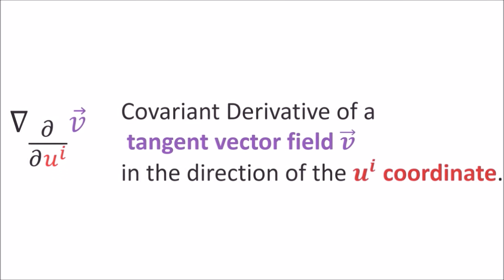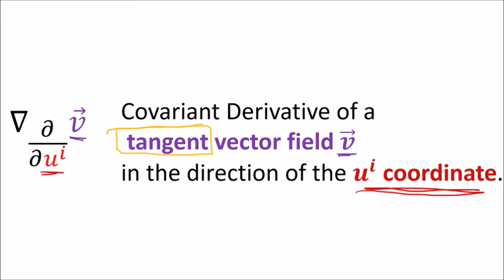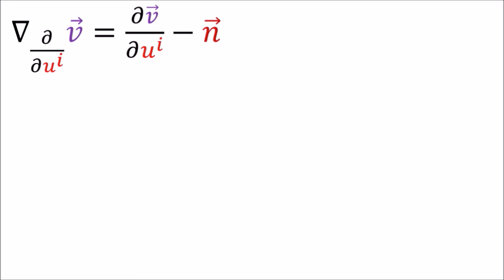So let's take the covariant derivative of some tangent vector field v on the sphere in the direction of the ui coordinate. And I'm specifically dealing with a vector field where all the vectors are tangent to the surface. It turns out that in most physics applications, we're always going to be concerned with vector fields that are tangent to the curved space. So all the vectors in the vector field v are tangent to the sphere. And remember, the covariant derivative is just the ordinary derivative with the normal component subtracted.